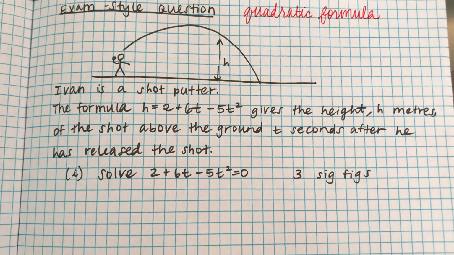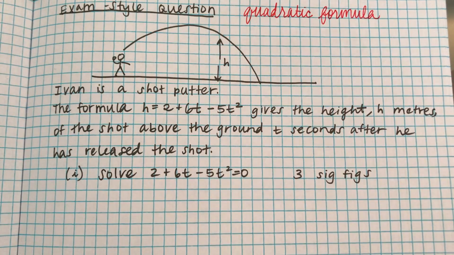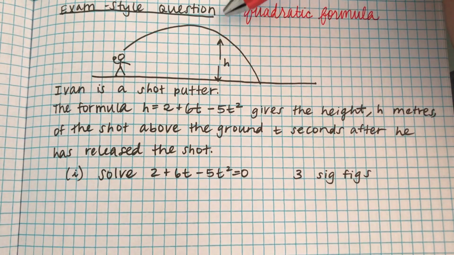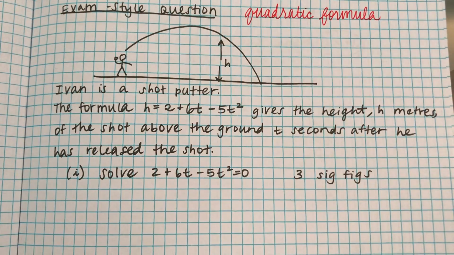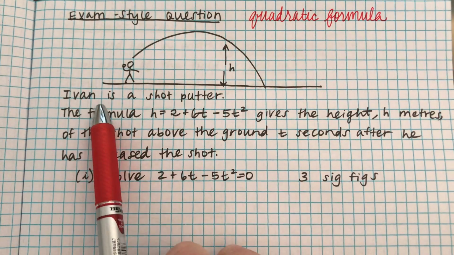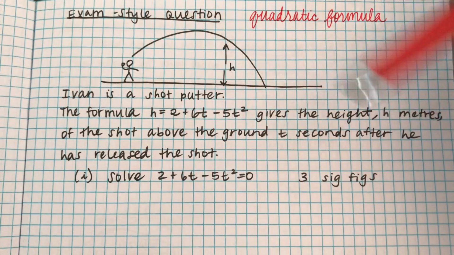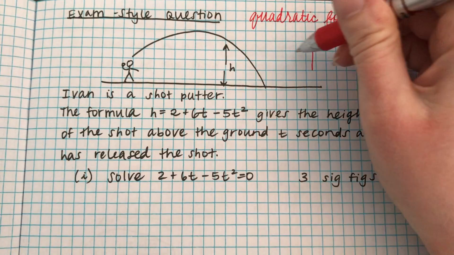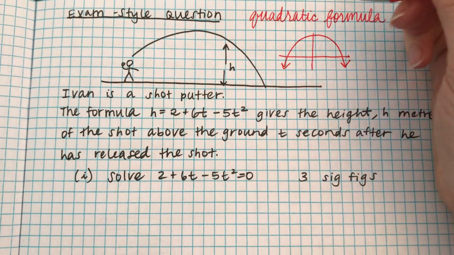Okay, so this is quite a challenging example using the quadratic formula, but it is a pretty common application of the quadratic formula, so I wanted to make sure that we covered this. So imagine you have a shot putter, so basically it's this person who's going to throw something. And if you remember, I've just talked about the shape of the quadratic graph. It makes a U shape.